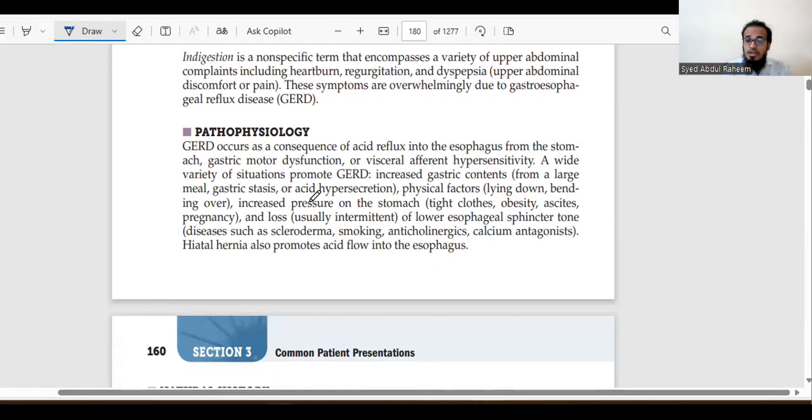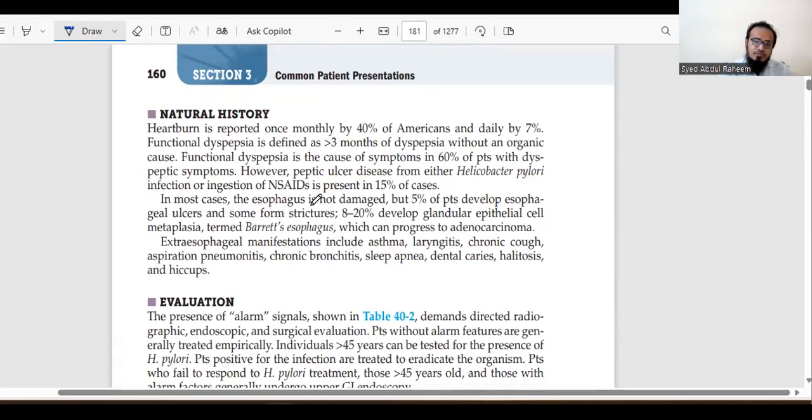Sometimes it is due to the increase of hydrochloric acid, which increases the intra-gastrointestinal pressure, and due to the effect of tight clothes. It also happens due to pregnancy. Smoking also, and hernia also causes it. So all these issues will cause an increase in intra-abdominal pressure.